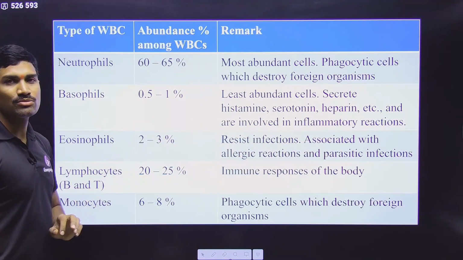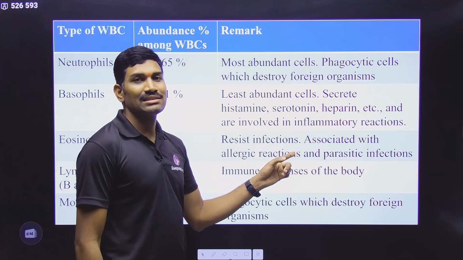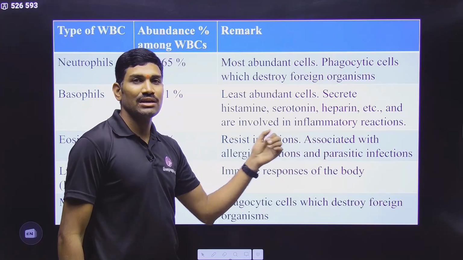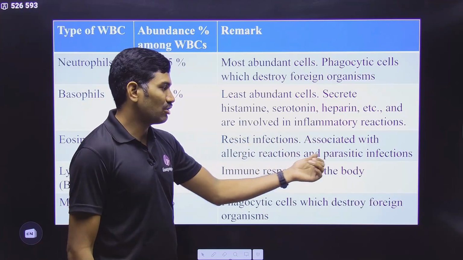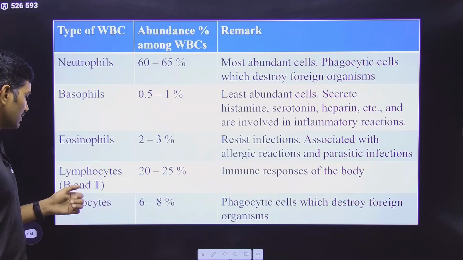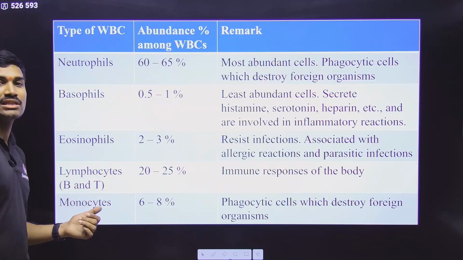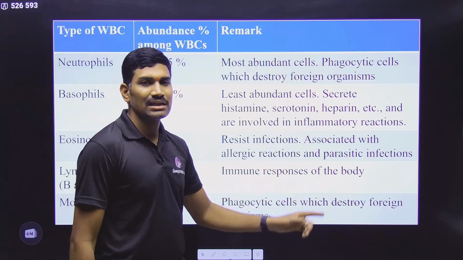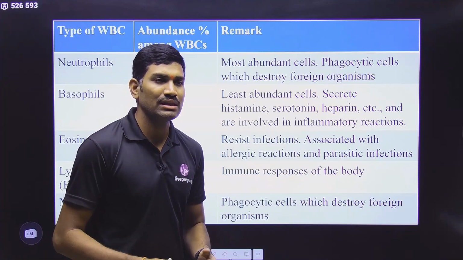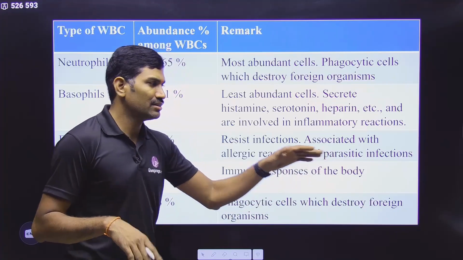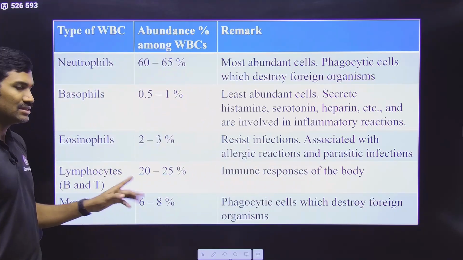Eosinophils are approximately 2 to 3%, and they protect us from infections. They are generally associated with allergic reactions, and they are also involved in helminthic parasitic infections. Next, lymphocytes, B lymphocytes and T lymphocytes, are 20 to 25%, and are generally involved in the immune response of the body. Their role is very great, and we will study those things separately under the health and diseases chapter.